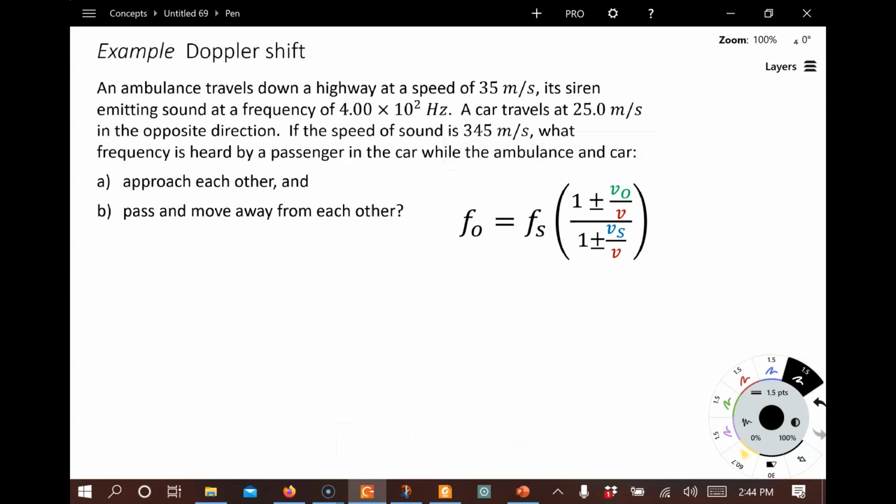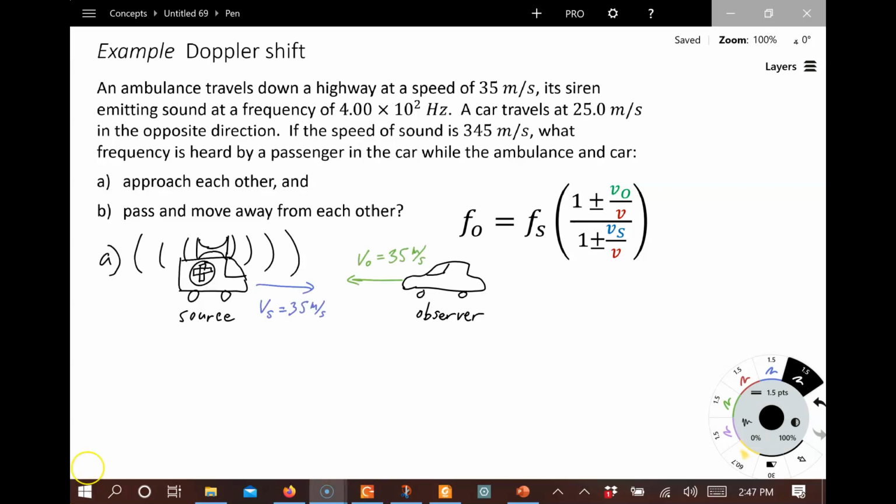We've got two cases here. It's good to draw the cases to identify whether the objects, the observer and the source of the sound, are approaching each other or not. So in part A, they are approaching each other, so they're driving towards each other. Let me go ahead and draw this for a second. Alright, so draw a picture of the ambulance here on the left, and it's moving towards the car, which is on the right here. And, well, they're not going to collide. They're in opposite lanes. But they're approaching each other with the same speed.